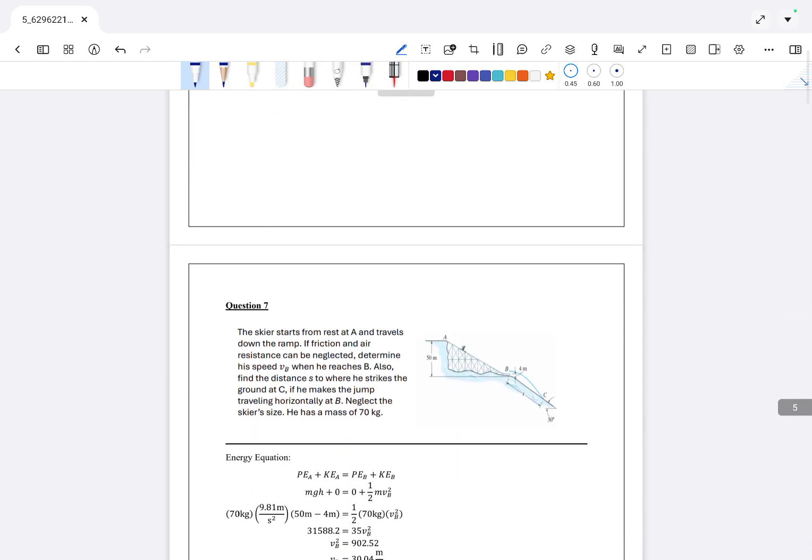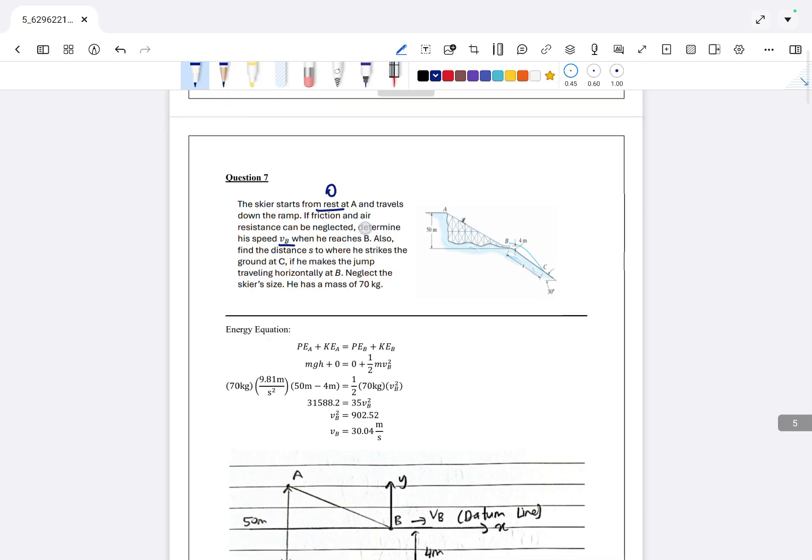For question number 7, it says that the skier starts from rest at A. Rest is equal to 0, and he travels down the ramp. If friction and air resistance can be neglected, determine his speed Vb when he reaches B. Also find the distance S to where he strikes the ground at C if he makes the jump traveling horizontally at B. Neglect the skier's size. He has a mass of 70 kg.